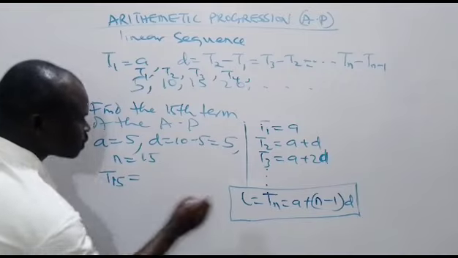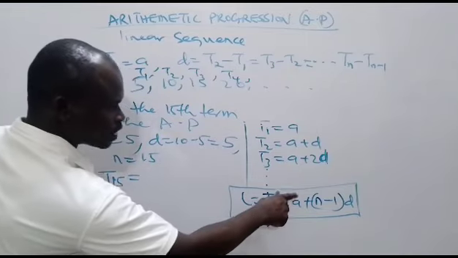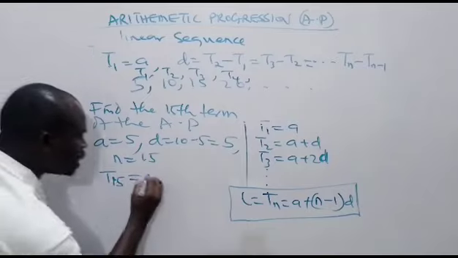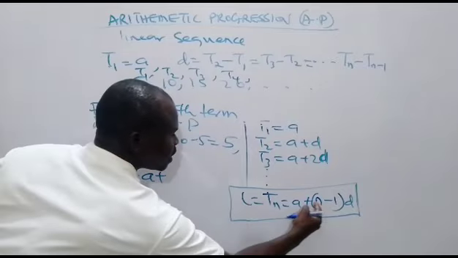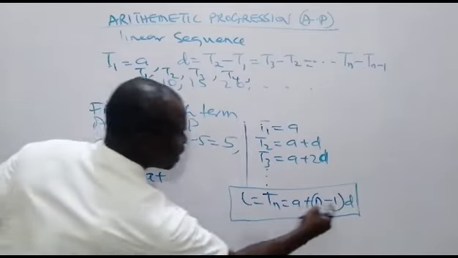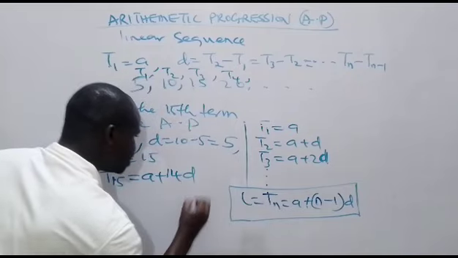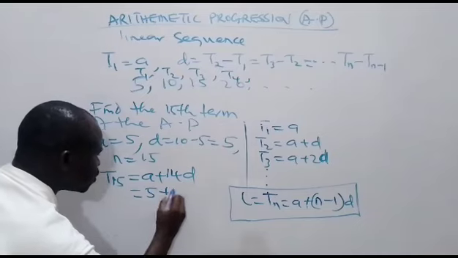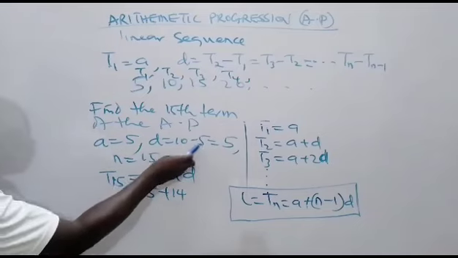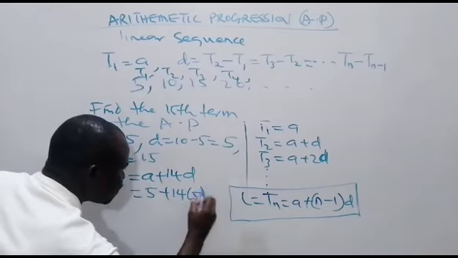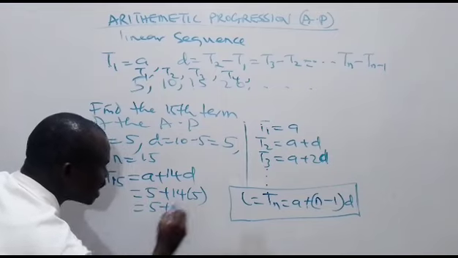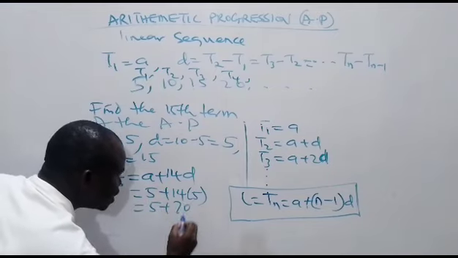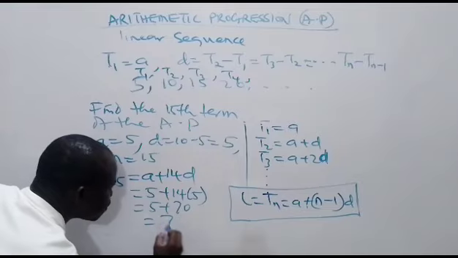Tn is equal to A plus (n minus 1)D. Then T15 will be A plus (15 minus 1)D, since n here is 15. That will be 14D. Then what is A? A is 5. 5 plus 14, and D is also 5, so we have 5 plus 14 times 5. 14 times 5 is 70. So the 15th term is going to be 75.